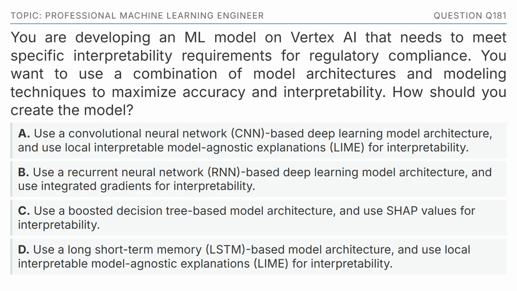The options are: Option A, use a convolutional neural network, CNN-based deep learning model architecture, and use local interpretable model-agnostic explanations, LIME, for interpretability. Option B, use a recurrent neural network, RNN-based deep learning model architecture, and use integrated gradients for interpretability. Option C, use a boosted decision tree-based model architecture, and use SHAP values for interpretability. Option D, use a long short-term memory, LSTM-based model architecture, and use local interpretable model-agnostic explanations, LIME, for interpretability.